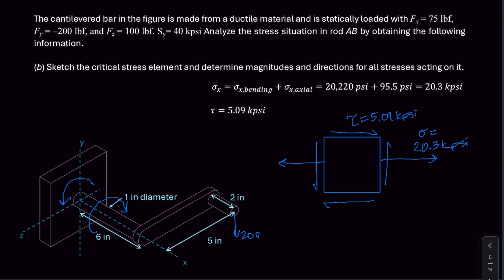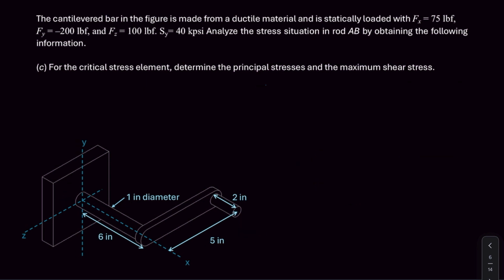And that would be what is happening with our stress element. And now we need to go on and find what the principal stresses are at this location. So if we know that our sigma x is going to be 22.3 kpsi, and our shear stress is 5.09 or 5.1 kpsi.